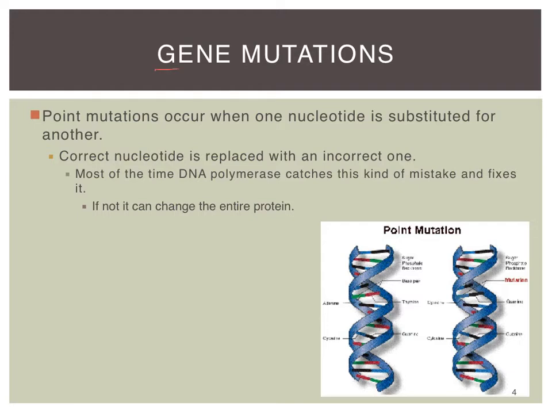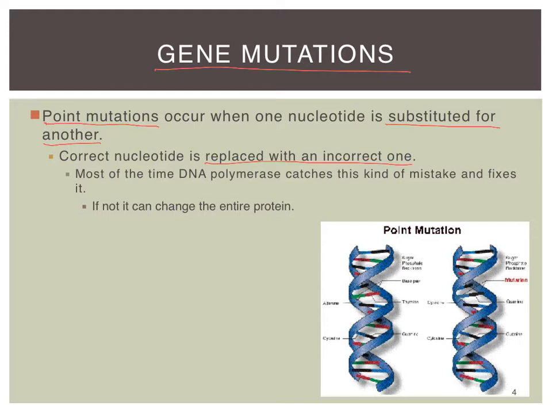So mutations that affect a gene, one of these would be a point mutation. This occurs when one nucleotide is substituted for another. So at one point on the DNA molecule, one base is substituted in for another one. The correct nucleotide would be replaced with an incorrect one. Most of the time, DNA polymerase is going to catch this type of mistake and fix it, but if not, it can change the entire protein.